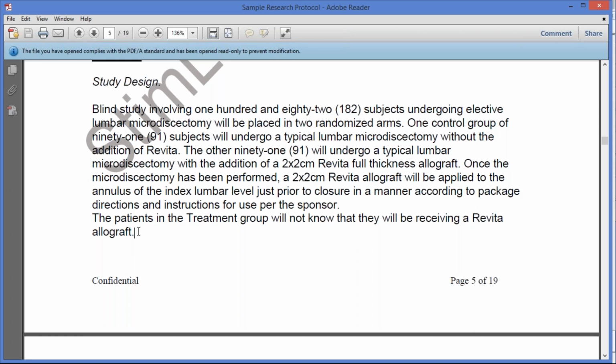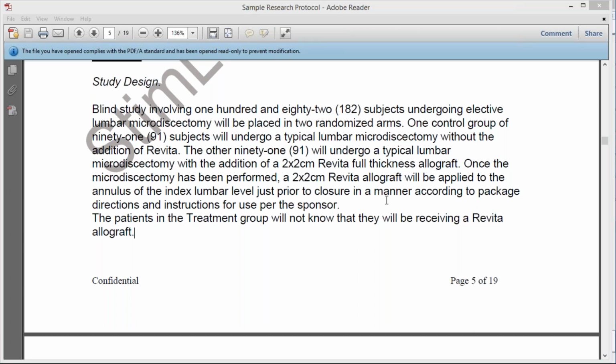So just go through the last statement and tell me which type of blinding it is. Is it single, double, triple or open? By reading the last statement, you will get to know. It's single blinded.